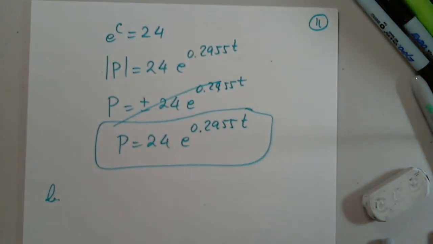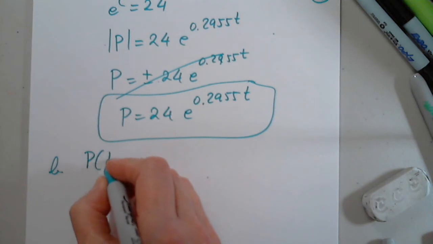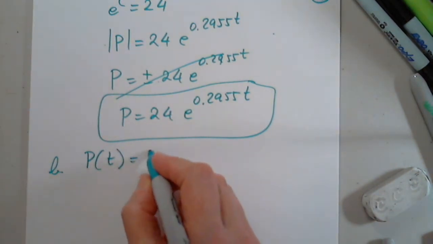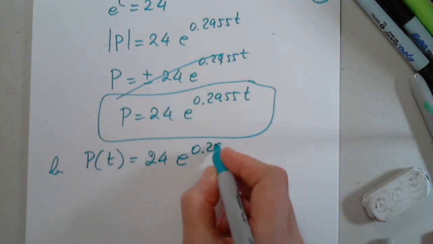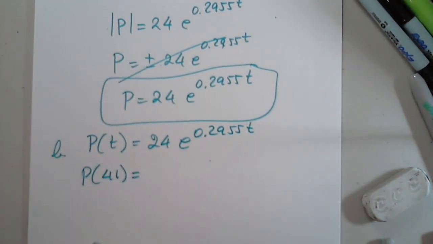Let's see what they want in part B. Find the rabbit population in 1900, which is 41, and the rate at which it was increasing at that year. Okay, so this is P of t. So P, to be exact, this is P of t, 24 e to 0.2955 t, and we want to plug in 41.